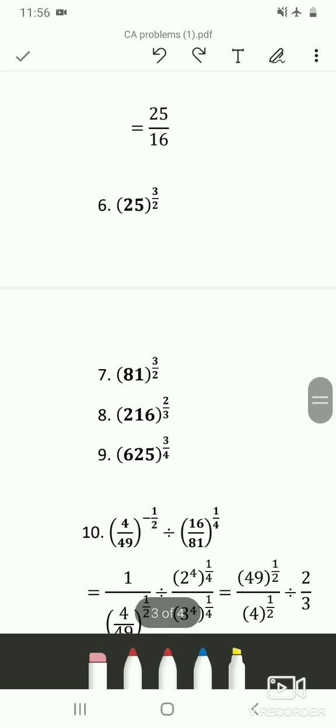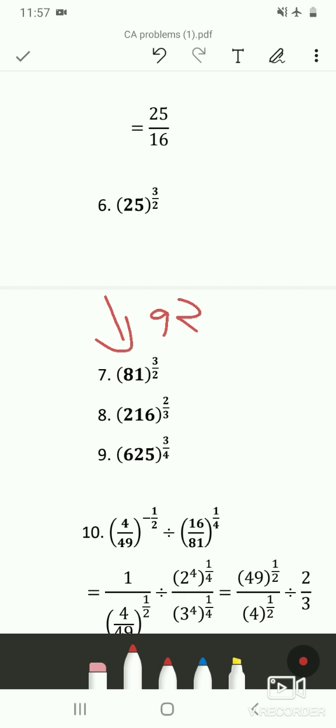So the next problem for you all is 81 whole raised to 3 by 2. Here 81 can be written as 9 square, so then you have to solve it in the usual way. Then the 8th problem is 216 raised to 2 by 3, and then the last problem is 625 raised to 3 by 4. Here you can write it as 5 raised to 4 is nothing but 625, and then you have to solve it in the usual way. So these I want you guys to work it out.